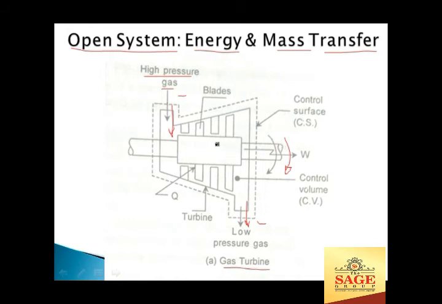At the same time, there is the flow of the gas within the system. The high pressure gas is entering the system, and the low pressure gas is leaving the system. So here there is the transfer of energy as well as mass, both. Such a system is known as an open system.